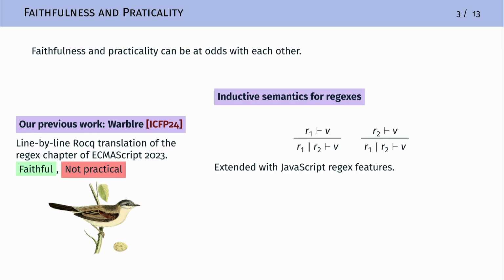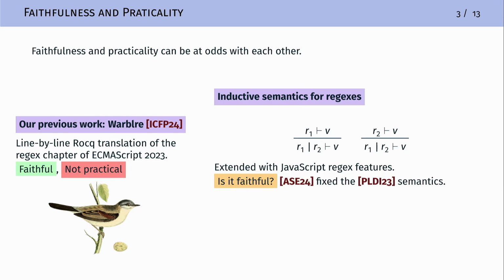Because we have thousands of lines of a big Rocq fixed point and so on. But of course, when we think about semantics for regular expressions, we think about the nice inductive style semantics that we have all seen before. And we could simply try to extend that with JavaScript regex features and this new matching problem. And in fact, this has been done before multiple times in other papers. Now, of course, the question is: is it faithful?